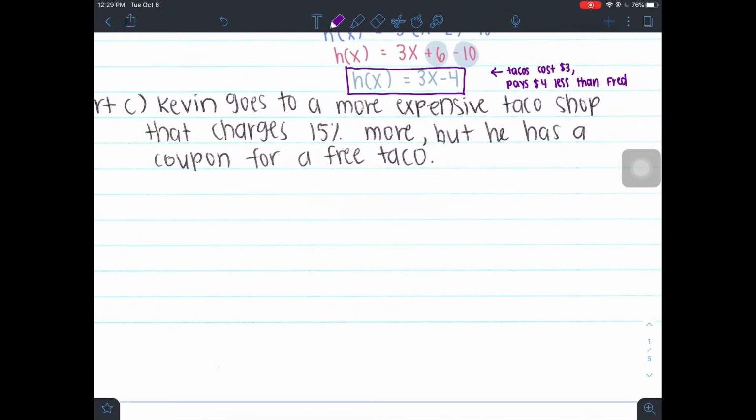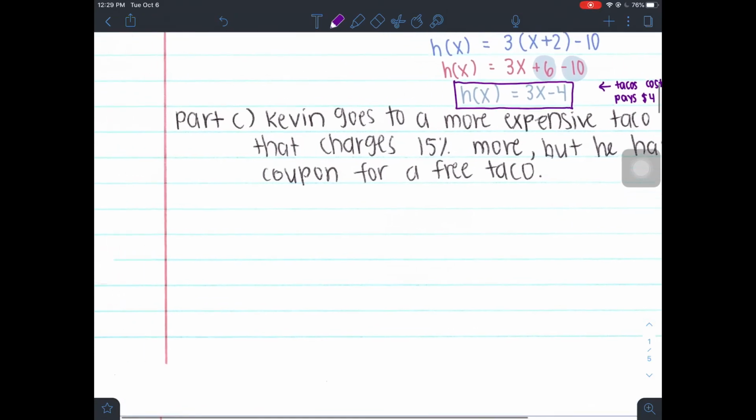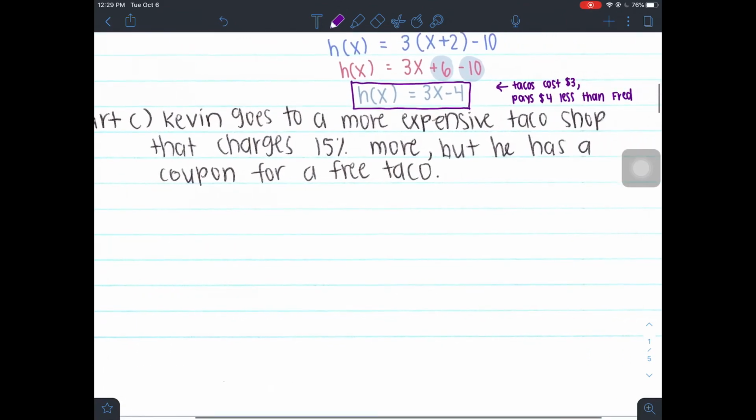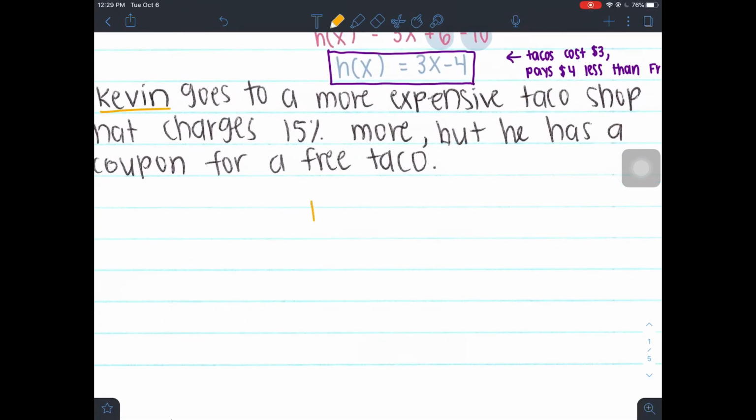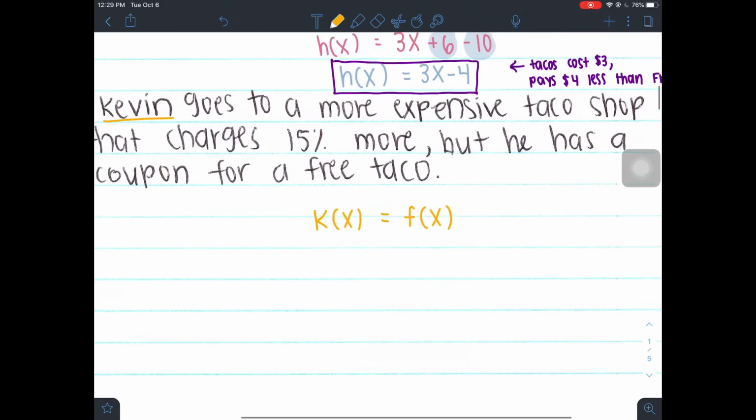All right, last part is Kevin. He's going to go to a more expensive taco shop that charges 15% more, but he has a coupon for a free taco. All right, so what do we know here? Well, we know we have a new person. This person is Kevin. Now, again, every time you go to a different transformation, you always want to use a different letter so that you can tell them apart. So I'm going to use k of x for Kevin. And I'm going to set him equal to f of x for right now.